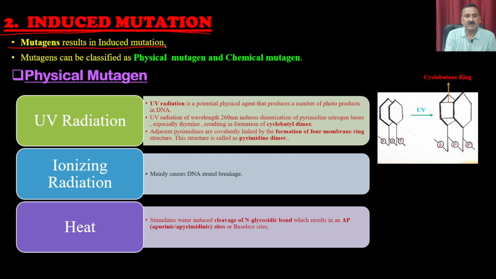So, mutagens result in induced mutations. Mutagens can be classified as physical mutagens and chemical mutagens. These are the physical mutagens: UV radiation, ionizing radiation, and heat. UV radiation is a potent physical agent that causes a number of photoproducts in the DNA.